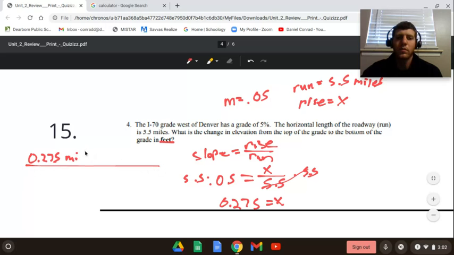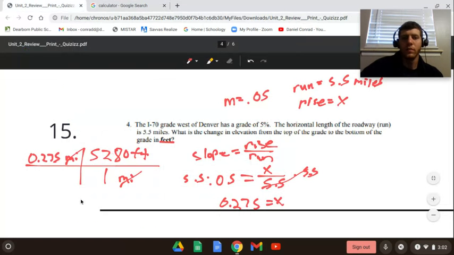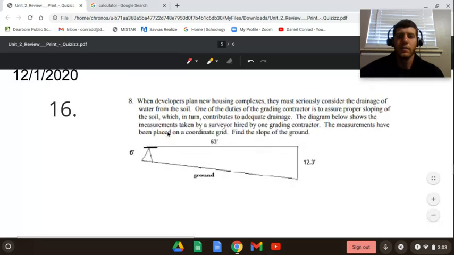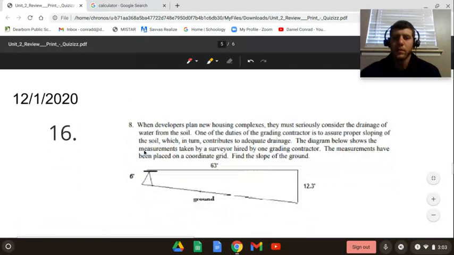Okay, there are 5,280 feet in a mile. So the miles will cancel out when we do 0.275 times 5,280. That's going to be 1,452 feet. So the rise here is going to be 1,452 feet. Okay. 16. So again, these last two are from the question bank. So we've already done these though.